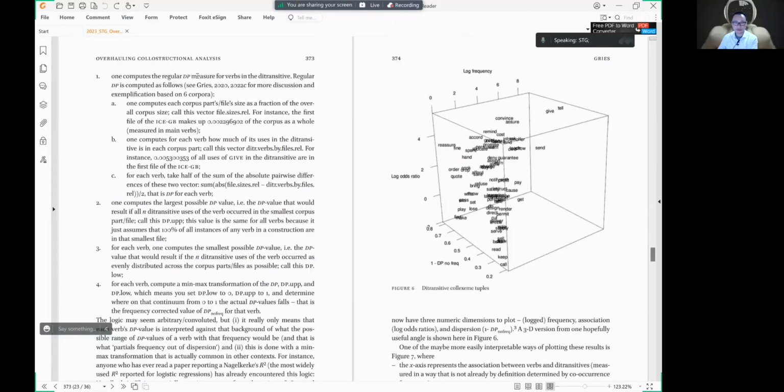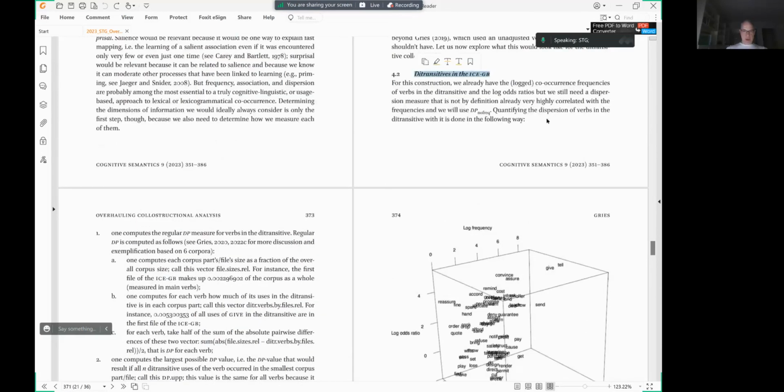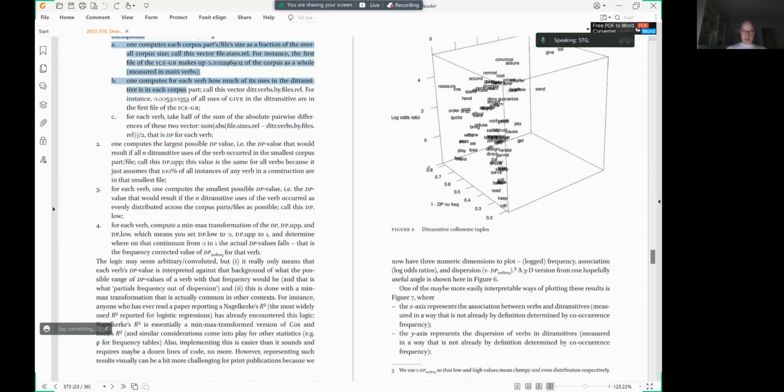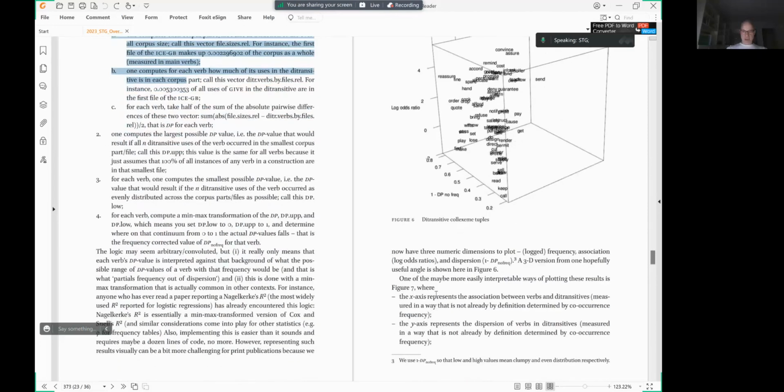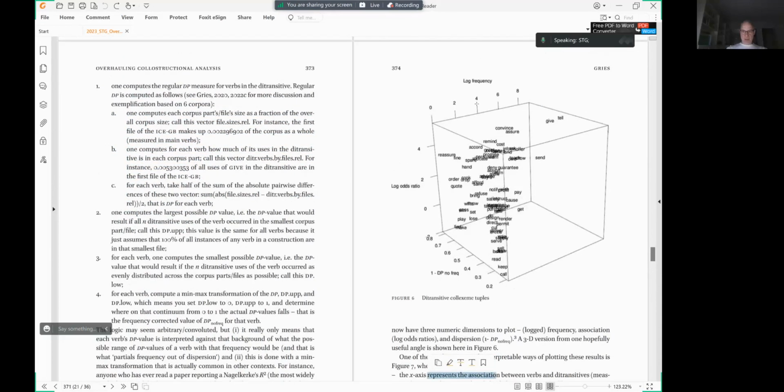And so we're computing, so this is the explanation of how the dispersion measure is computed. But in general, we have results that indicate the frequency of a word in the construction, the association of the word in a construction, and the dispersion of the word and the construction across the corpus.